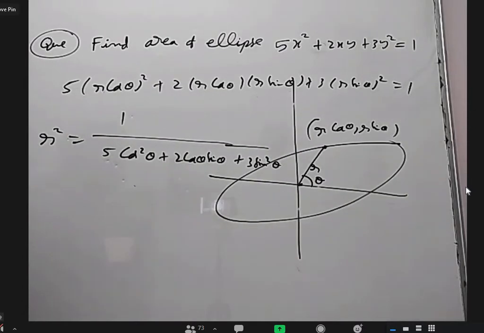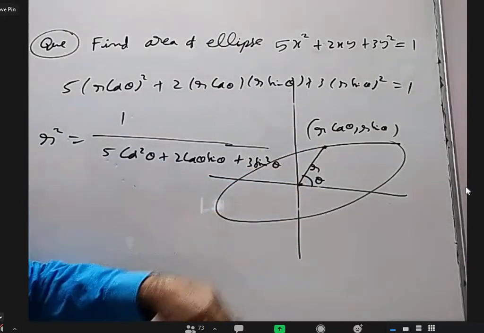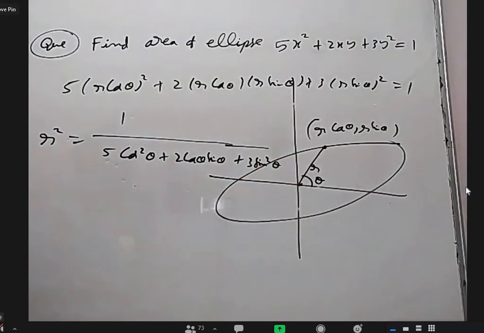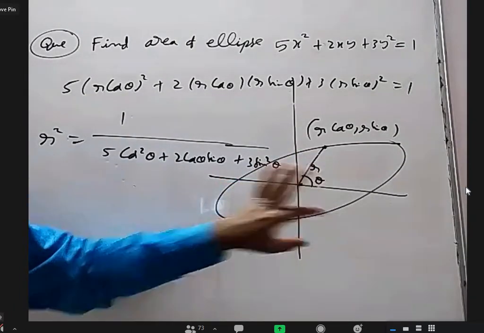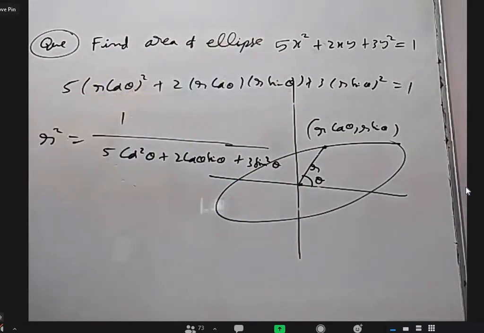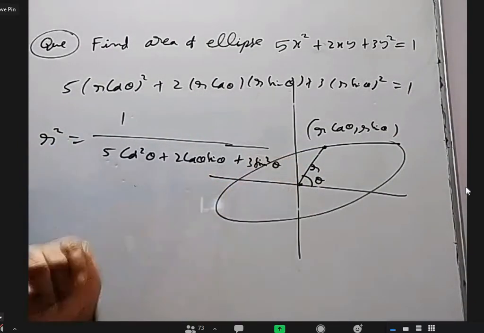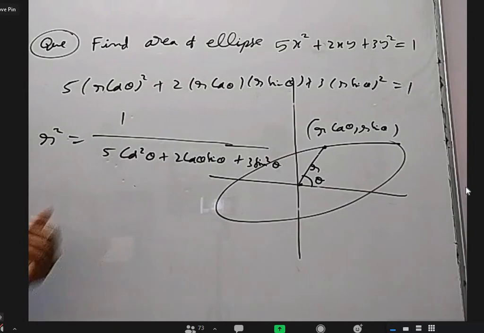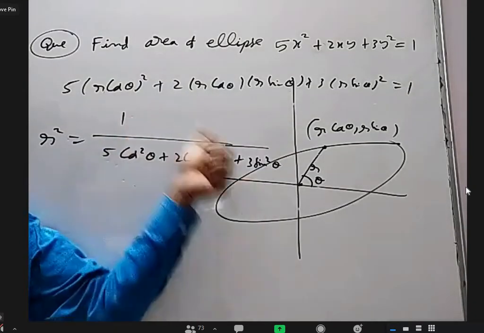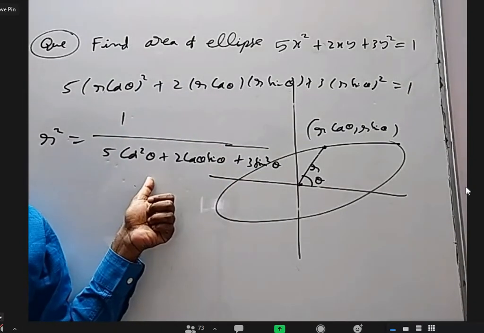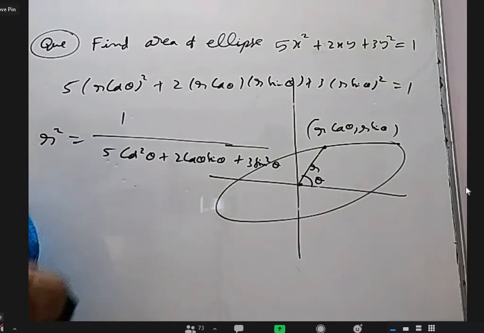You understand what I'm saying? You take any point, this theta changes, R changes. So I took the point in terms of R and theta and substituted in this, so I got a relation between this length R and this angle theta. By using trigonometry, can I find the maximum and minimum values of these expressions? Yes, sir. When I find R's maximum value, what does it give me?